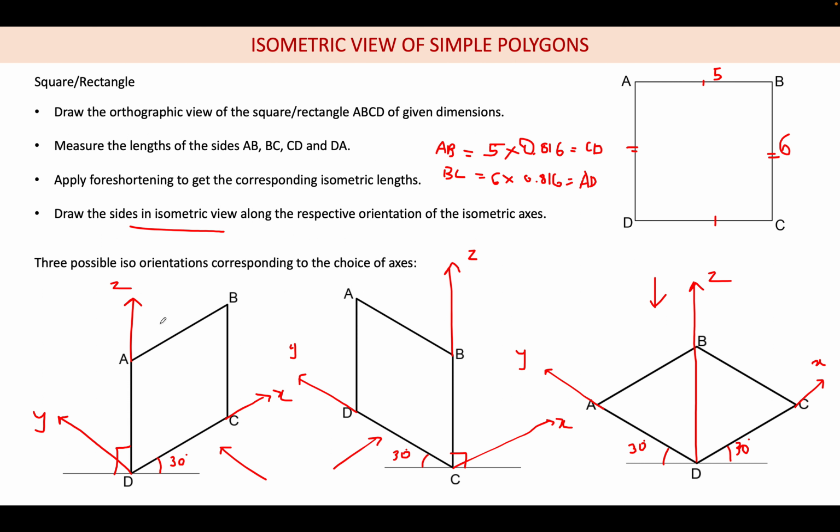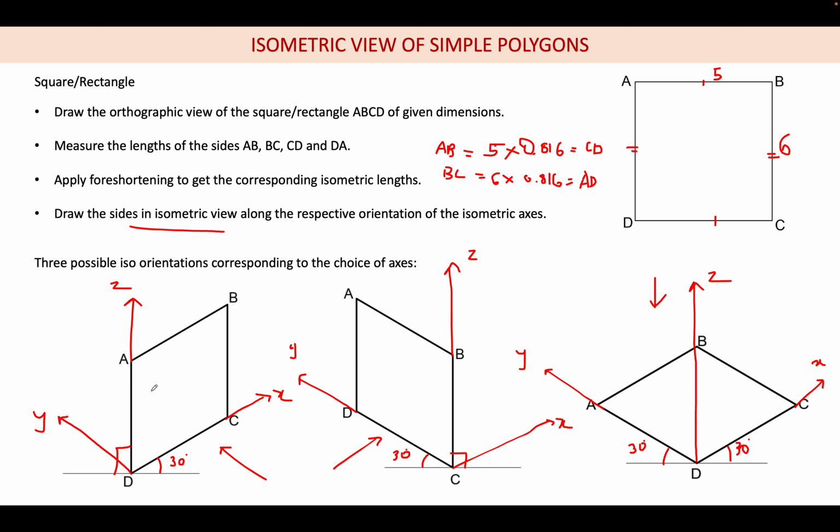So while drawing ABCD, AB should be 5 into 0.816, that you have to draw along the 30 degree. Suppose if you have a drafter or a set square, you have to set it at 30 degree and first draw the value of CD, which is 5 into 0.816, and then set at 90 degree and draw this 6 into 0.816. Again you have to set at 30 degree, draw the value of AB, and again set at 90 degree, draw the value of AD.